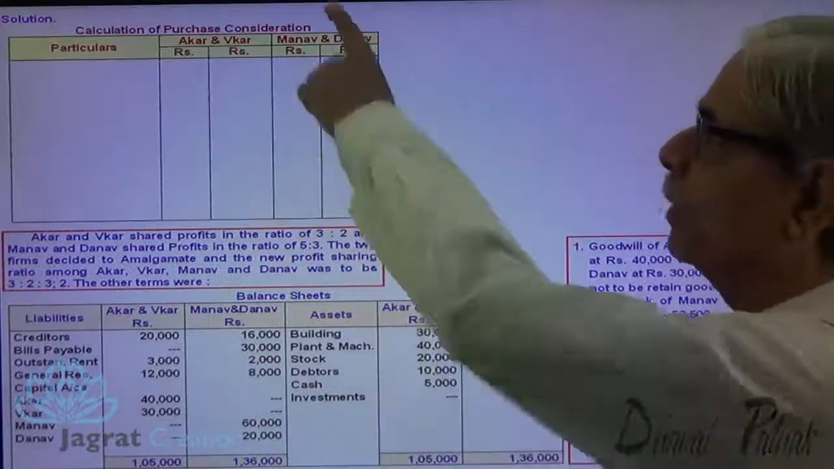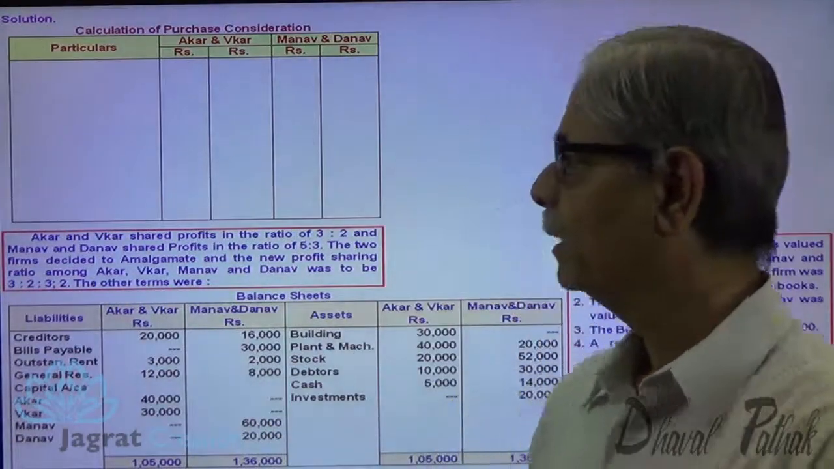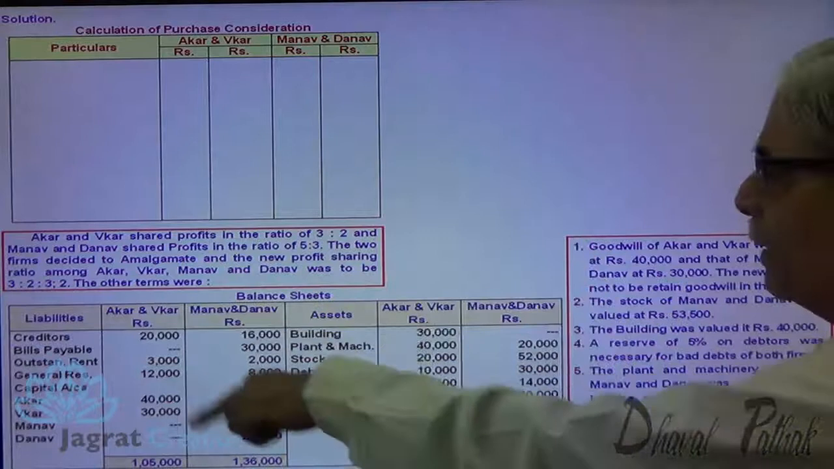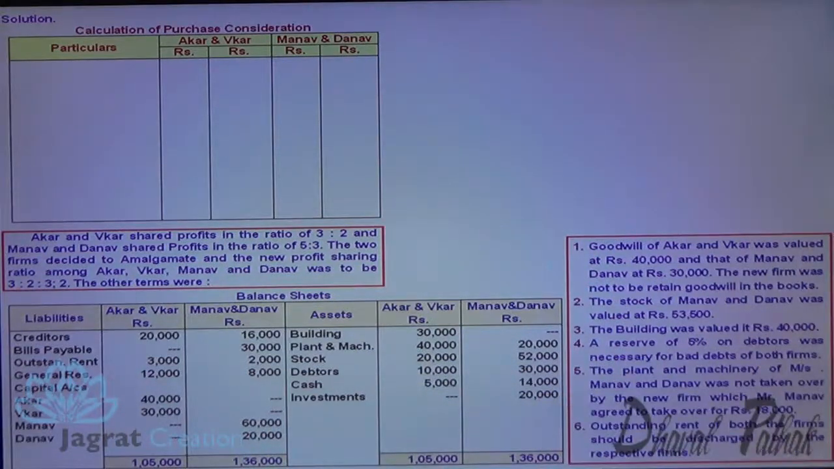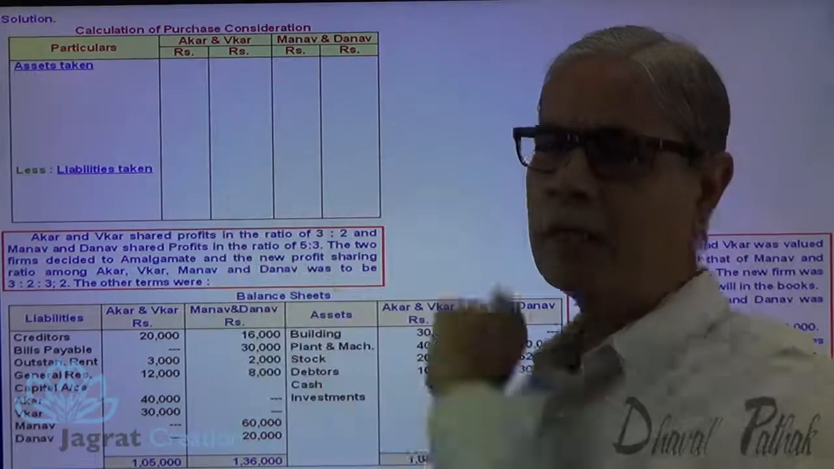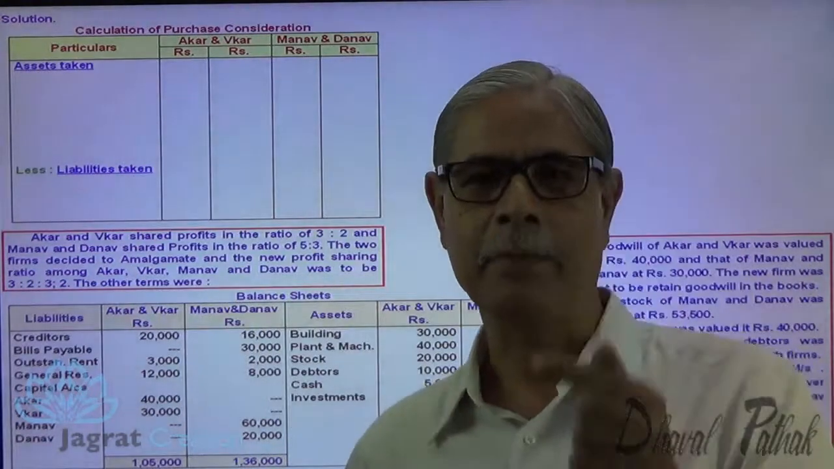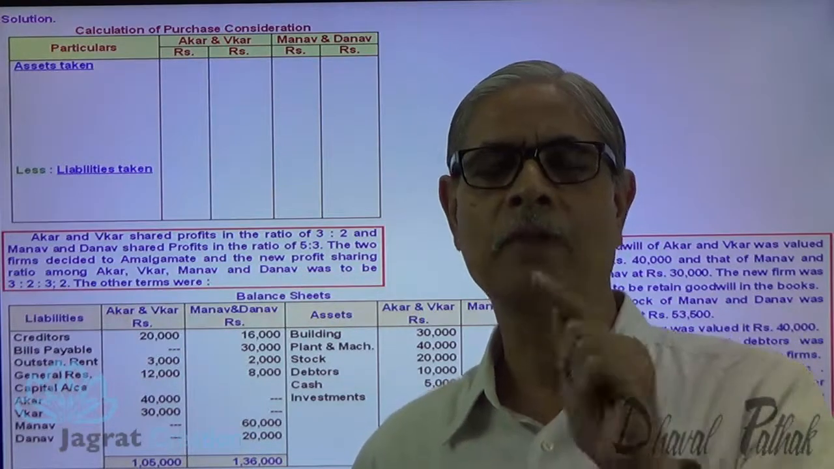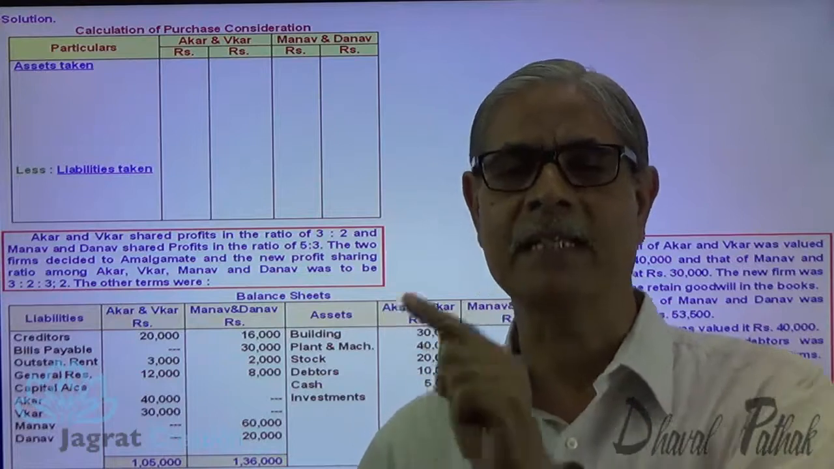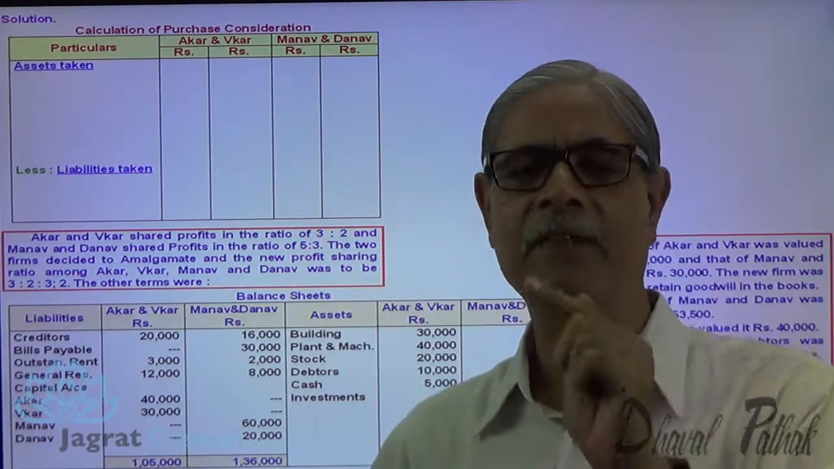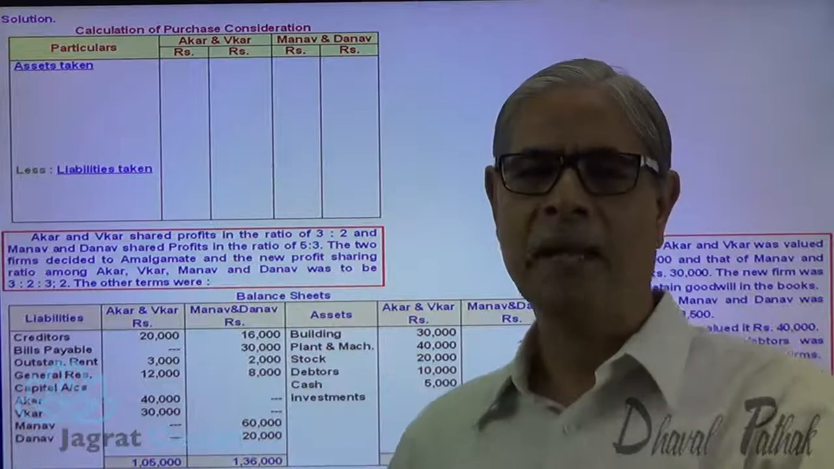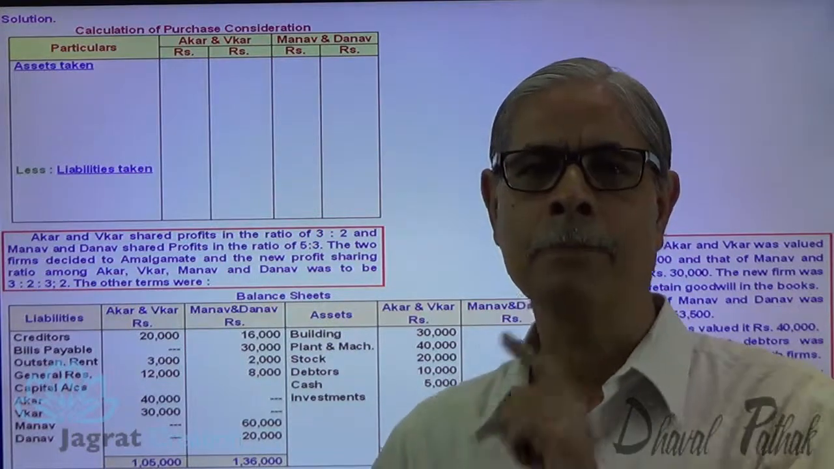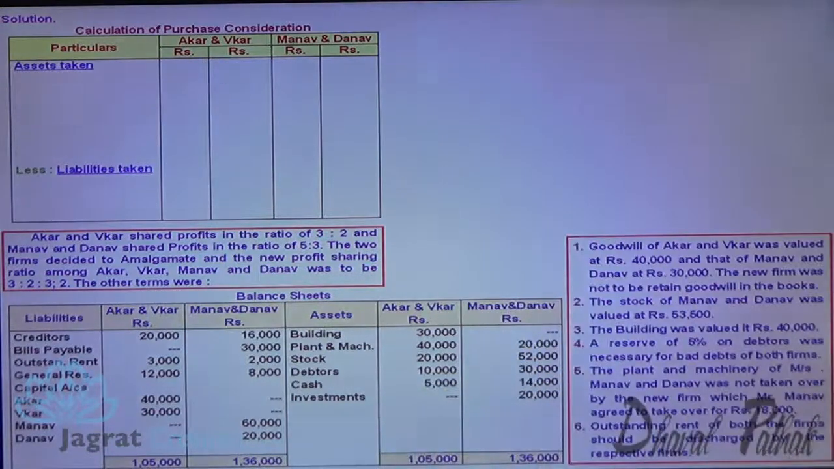So here I want to find out the purchase consideration. This is the balance sheet, the details given to me in the sum. Now, first point: assets purchased, liabilities taken. The assets are purchased, liabilities are taken. From the assets value, liabilities taken will be deducted. So we will find out the value of net assets purchased. So, the price at which the net assets are sold by Akar and Vakar, and by Manav and Danav, that we want to find out first of all.